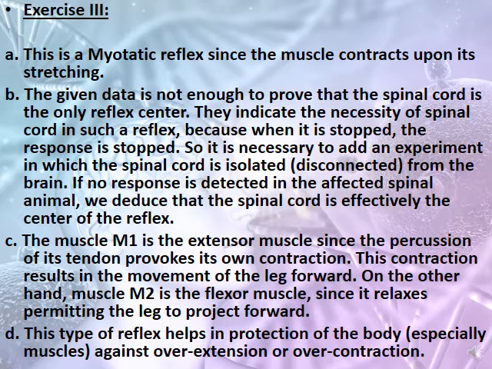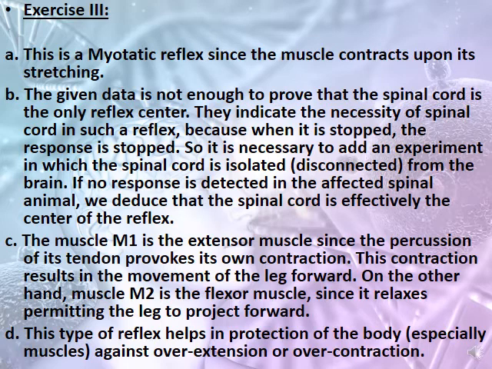Part B: knowing that the center of this reflex is the spinal cord, how can we design an experiment to verify this, taking into consideration that the data is not enough? We said that the given data is not enough to prove the spinal cord is the only reflex center. They indicate the necessity of the spinal cord in such a reflex, because when it's stopped, the response is stopped. So we have to add an experiment in which the spinal cord is isolated, or disconnected from the brain. If there is no response, we deduce that the spinal cord is the center of this reflex.